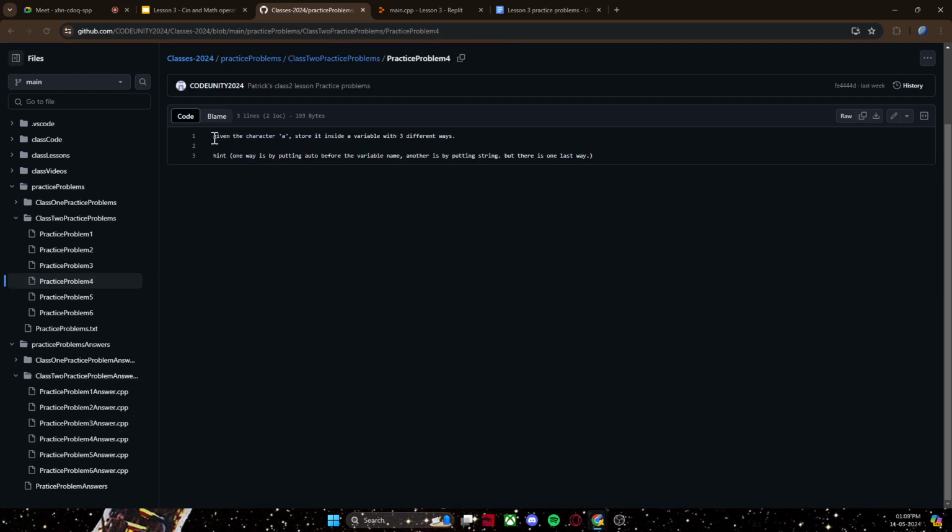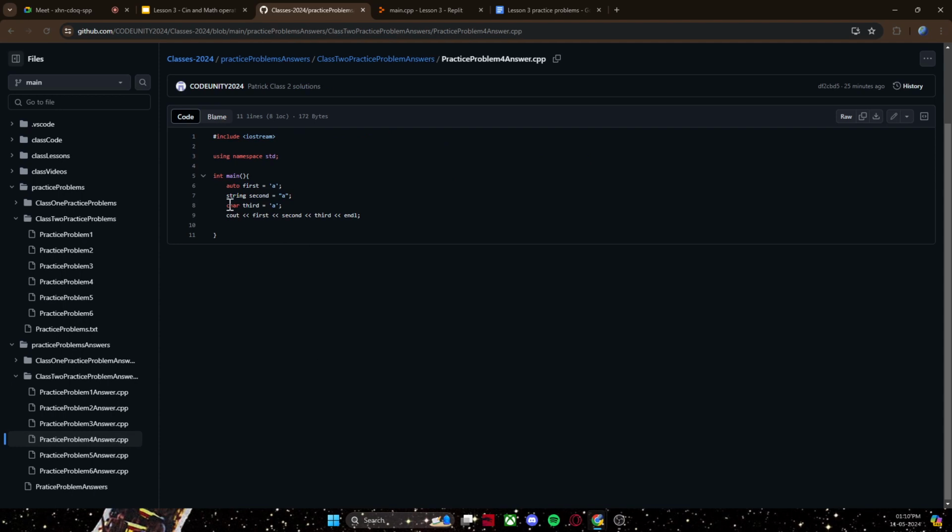For question 4: store the character A inside a variable in 3 different ways. We have a hint. One of them is putting auto before the variable name. The other one is string, and then we have to figure out the third one. This one's pretty easy as well, it's just basic knowledge for C++. The first one's auto, then string, and the third data type that could store a character is literally called char, which is short for character. As you can see here, char. That's basically all you need to know for that one.